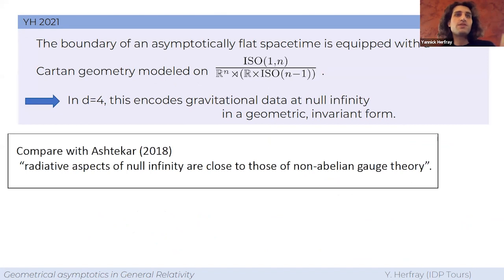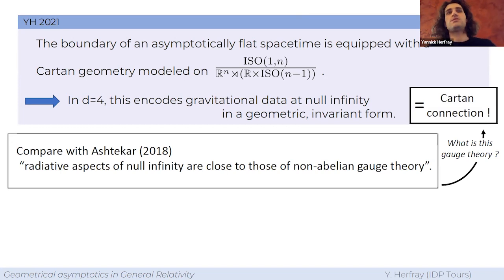So something I should stress is that it's really not obvious to realize these types of things. For example, still in 2018, you would find the following statement in Ashtekar's review on the subject. It will tell you that it's quite clear, when you work in coordinates, that radiative aspects of null infinity are very close to those of a non-abelian gauge theory. It smells like it in many respects, but where is the connection? What is the gauge theory? This is the geometrical realization.